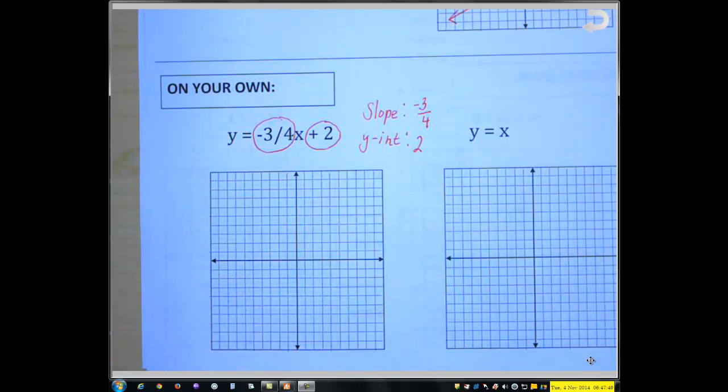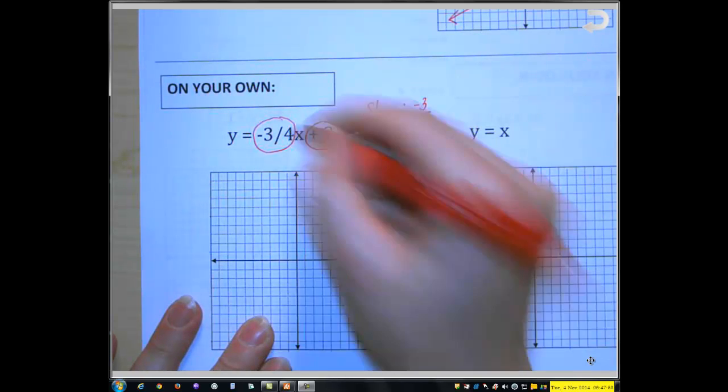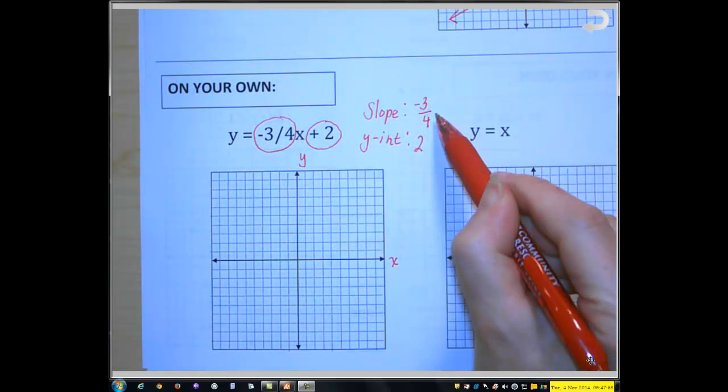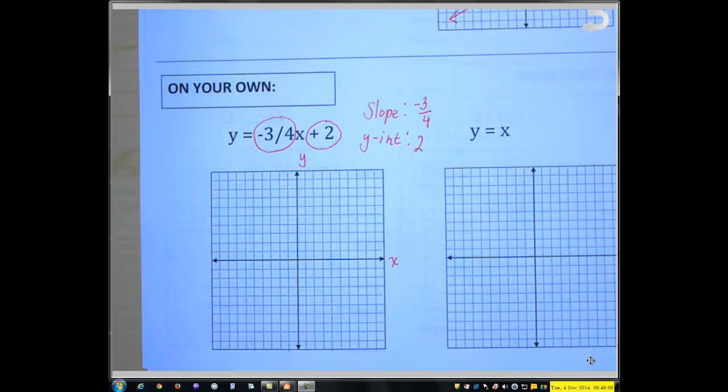Okay, I'd like you to graph this line on your own. Start by graphing the y-intercept on the y-axis, then use your slope to find other points on the line.